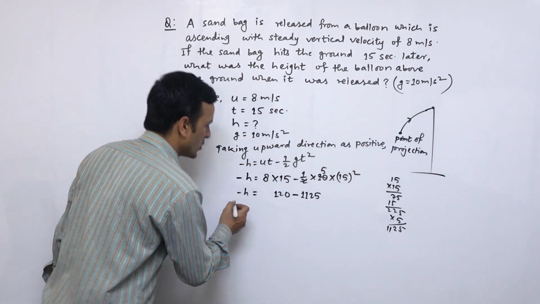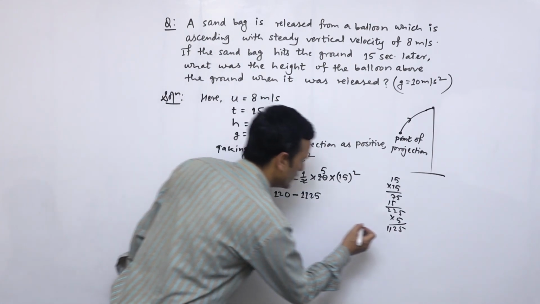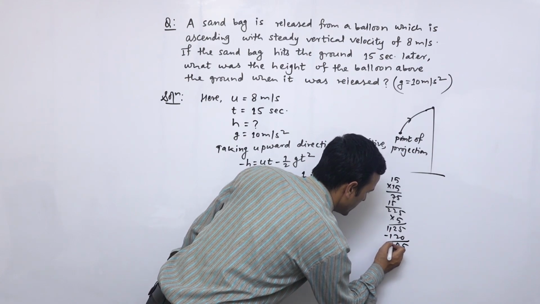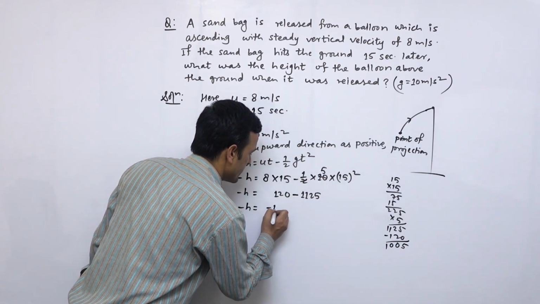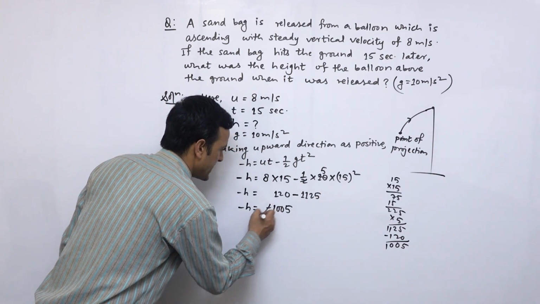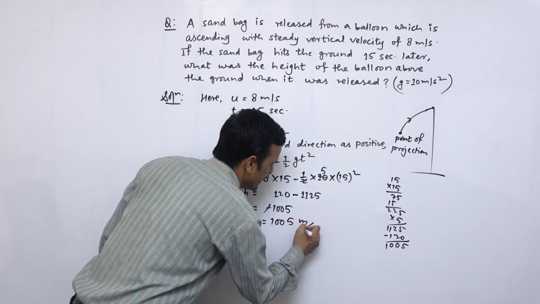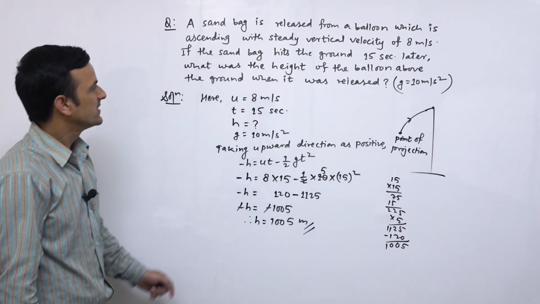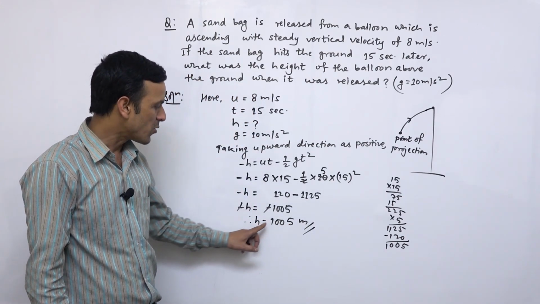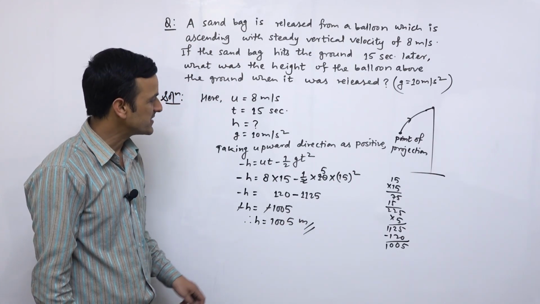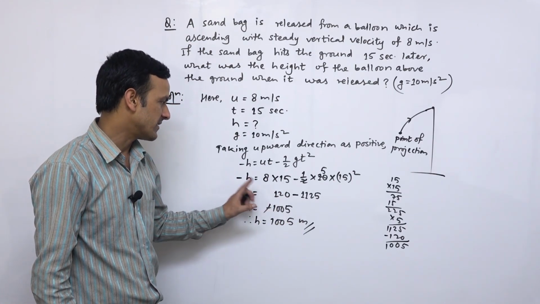So it will be 1125. So minus h is equal to 120 minus 1125, that is minus 1005. Minus and minus cancel, and h is equal to 1005 meter. So the height of the balloon from the ground is 1005 meter. So this is the required answer. If you solve it, then you get the final answer.